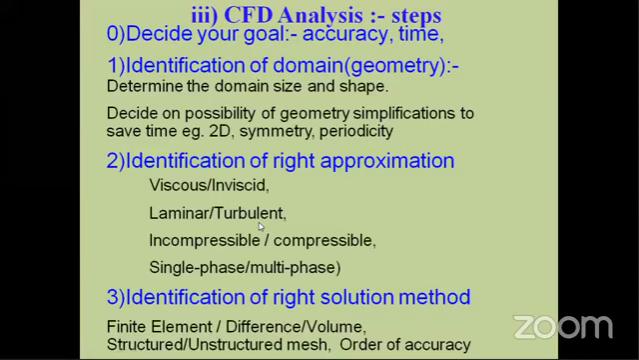Turbulent, so we have to take turbulence into consideration. Then whether the flow is incompressible or compressible. We know that for mechanical engineering the flow is mostly incompressible, but for aeronautical people the flow is compressible. So what is the criterion for that? It is the Mach number. If the Mach number is more than 0.3, it is compressible. So in most cases for mechanical and automobile, the air is incompressible. But for aeronautical people, air is compressible.